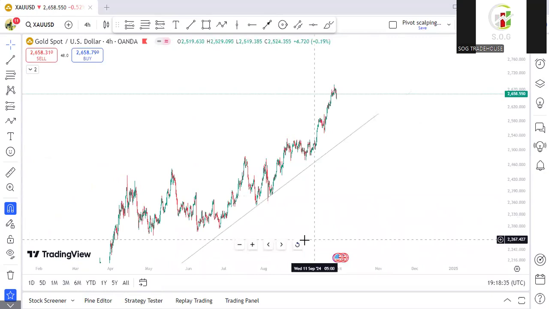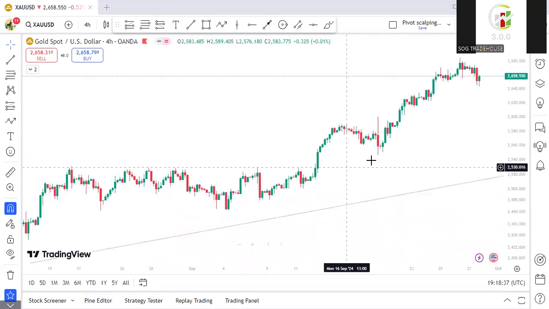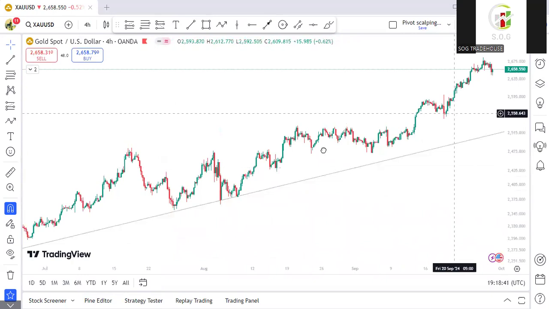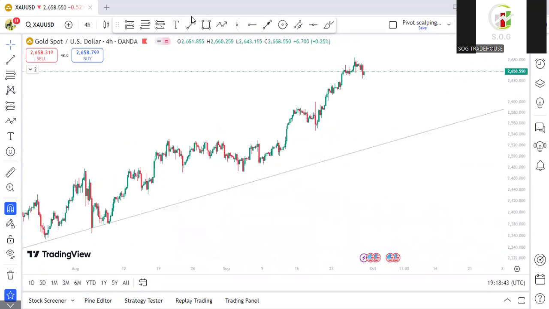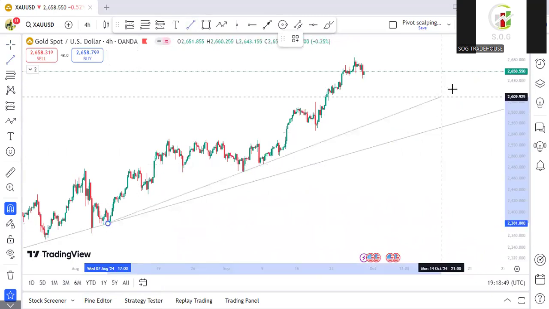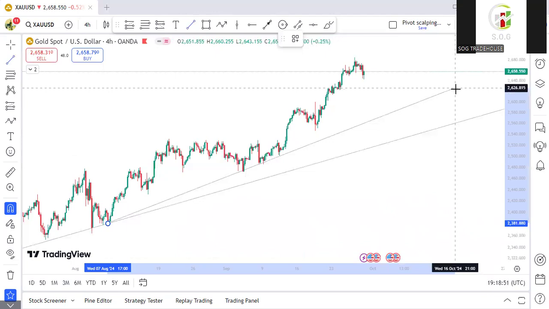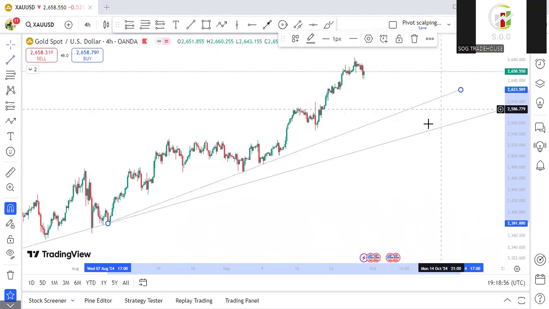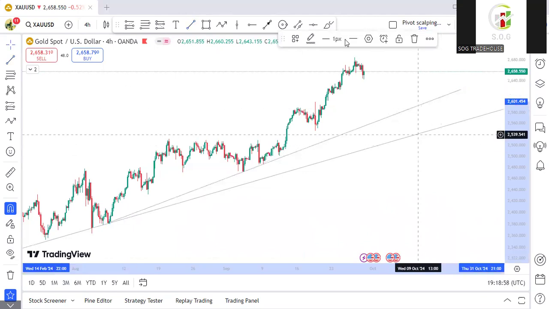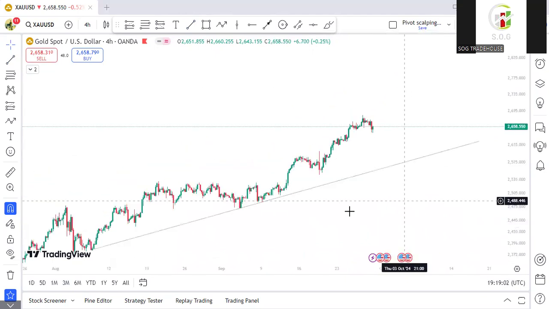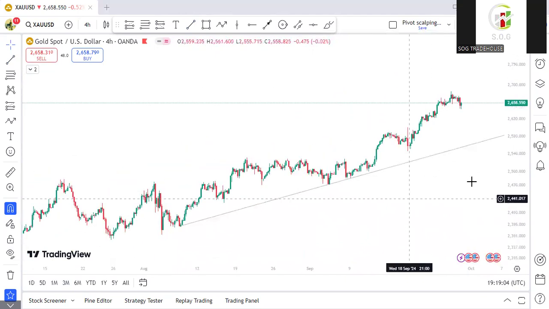So on the 4 hour time frame, you can see there's a low here, there's a low here, there's a low here. So let's see if we can connect these lows on the 4 hour time frame. So we have the first touch, second, third. So we have multiple touches on this trend line. So to keep our charts clean, let's delete this trend line and focus on current market structure. So this is what gold is currently doing right now.